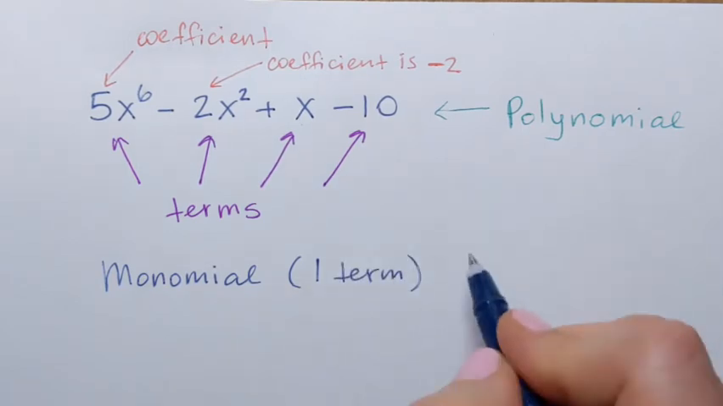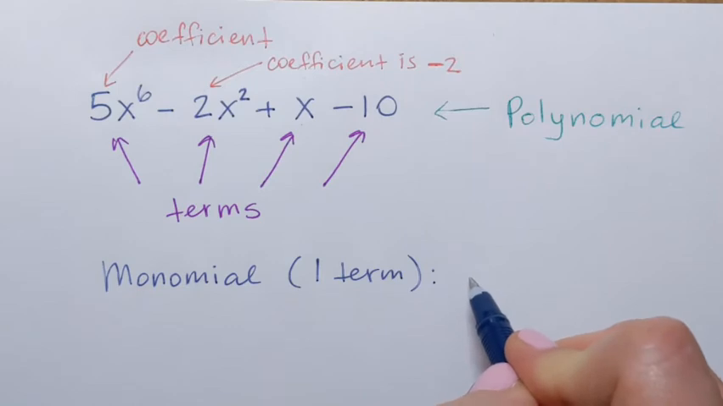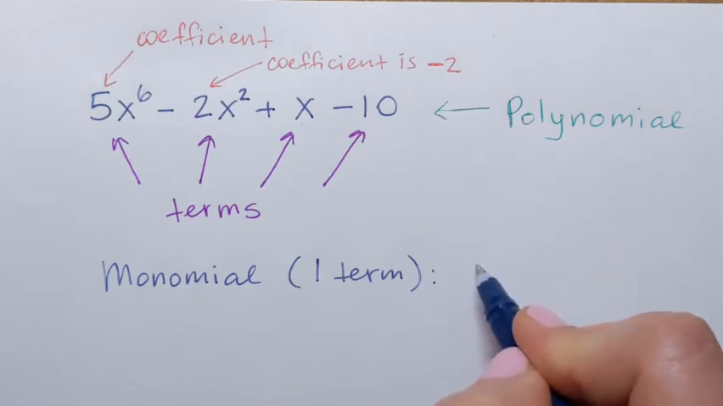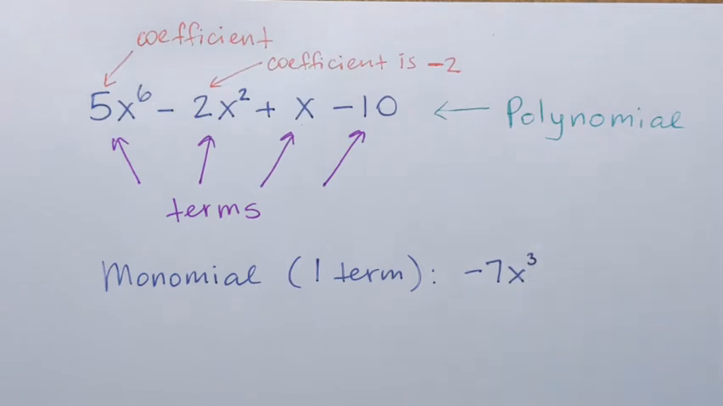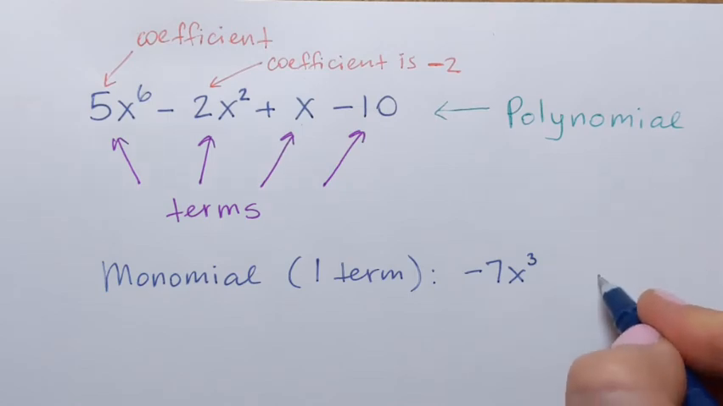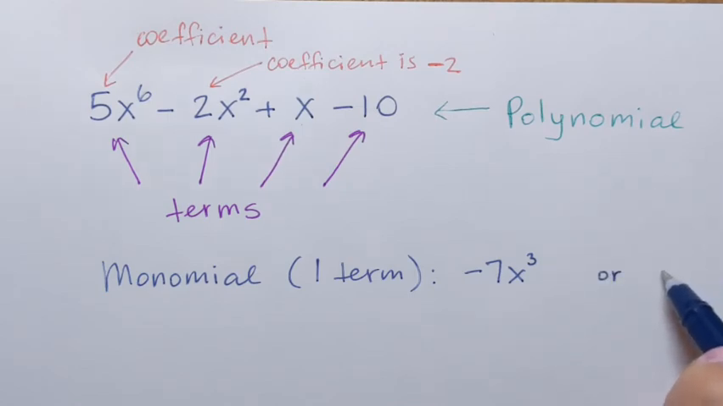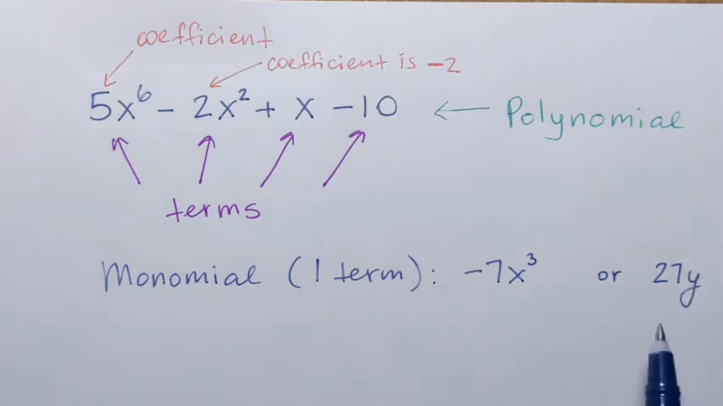So here's an example. Let's say -7x to the 3rd power. If I just leave it like that, well, that's a mathematical expression. It's also polynomial, but specifically it's monomial. It has only 1 term. Or 27y. That's also a monomial.